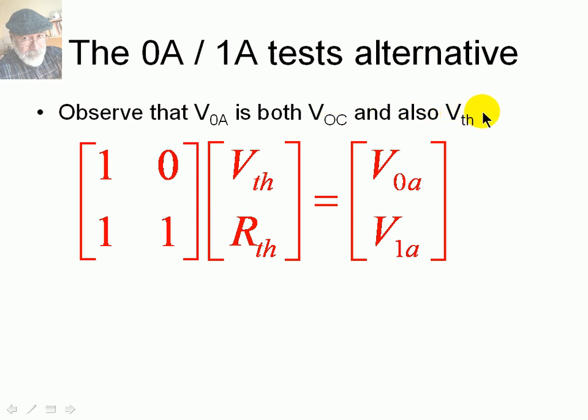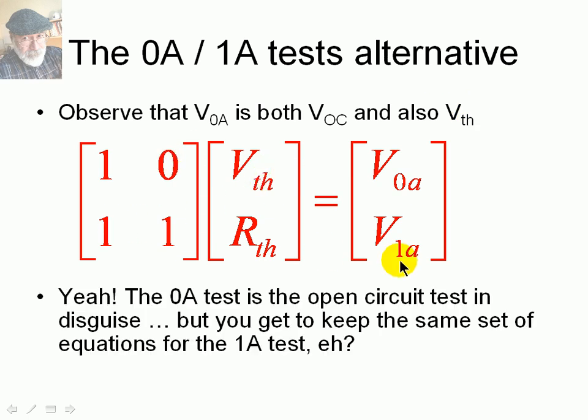But the advantage is that we have the same topology to solve both for this test and for the one at the bottom. The 0 amp test is the open circuit test in disguise, but you get to keep the same set of equations for the 1 amp test.